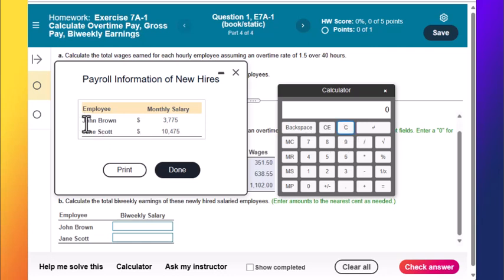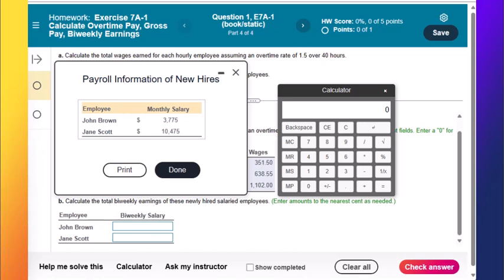So first here we have John Brown. He is paid $3,775 on his monthly salary. However, when we look here, they are paid bi-weekly, not monthly. So now when you get hired as a salaried person, they often will give you a monthly rate or an annual rate, but that doesn't mean you're paid monthly or paid annually. That's just what they tell you when they have the job posting or the job offer. So these people in this problem are actually being paid bi-weekly.